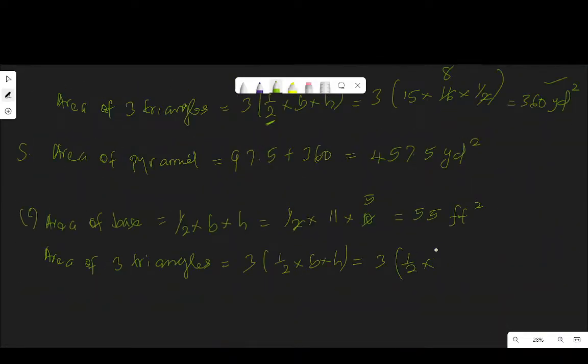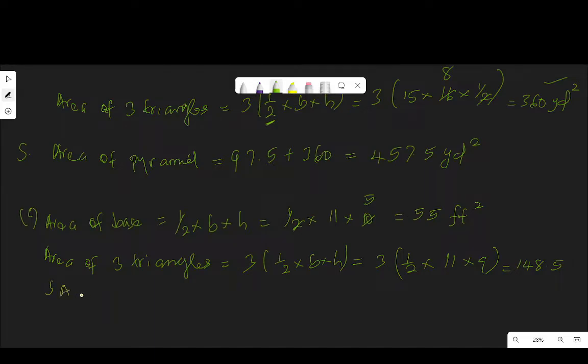11 times 9 is 99. 99 times 3, then divided by 2. 99 divided by 2, then multiply by 3. 148.5. 148.5 is the area of the three triangles.